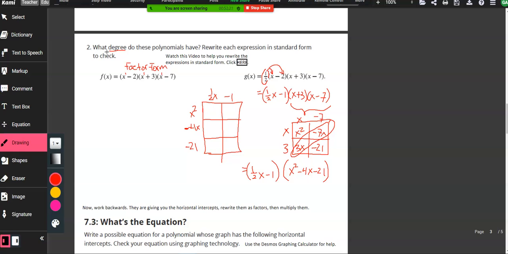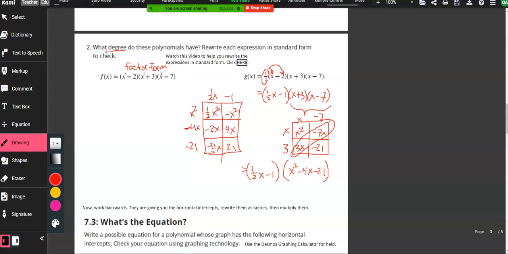And I fill it out again. So this would be 1/2 x to the third. This would be 4 times a half. That is 2, negative 2x. Right here would be negative 21 over 2x. I'm multiplying the number on the side with the number at the top. This one would be negative x squared. Negative 4x times negative 1 is positive 4x. And then negative 21 times negative 1 is positive 21. Okay?